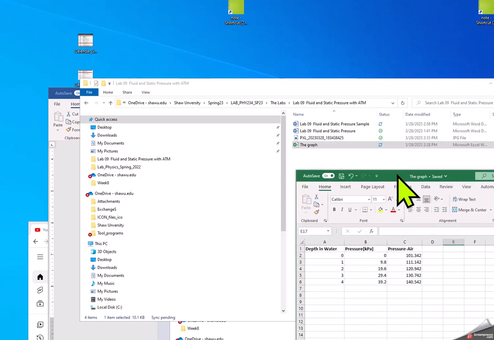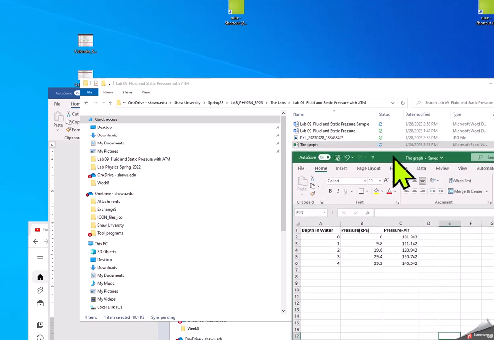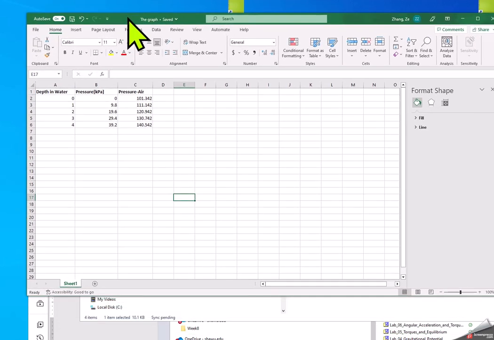Actually, you already know how to do it, and I have a sample data, but I hope you start your own. I'll just show you how you enter the depths of water, and then the pressure, that's the real pressure, and that's without air. And this is with air on top. Basically, you add 101.3. If it's 0, it's nothing, and here you have 101.3 because of the air on the top, and then you add 9.8, and you get this.